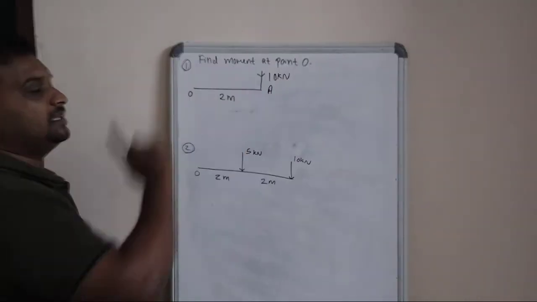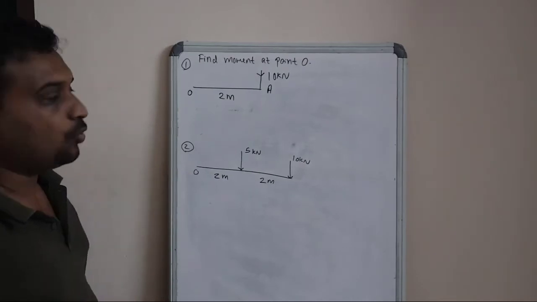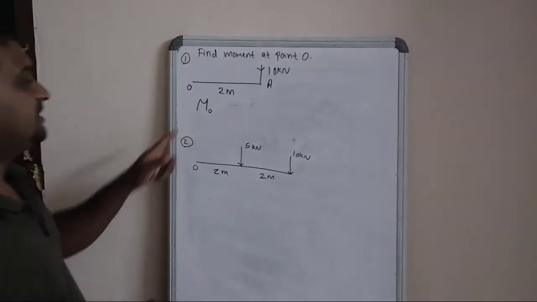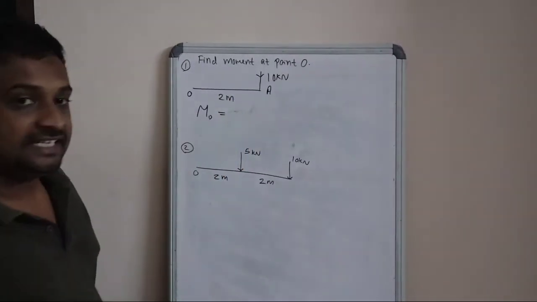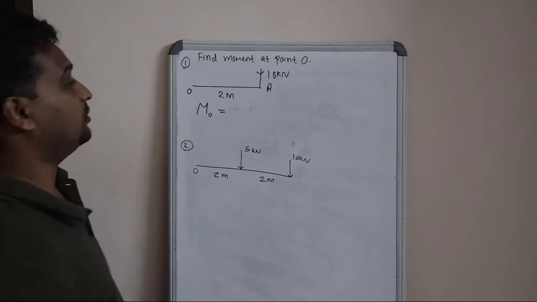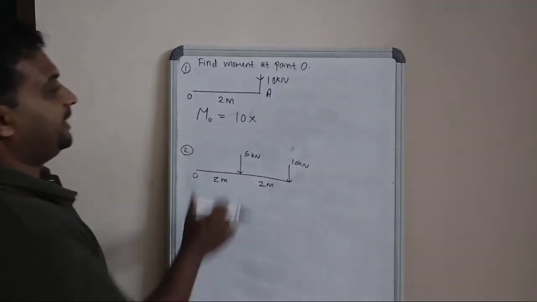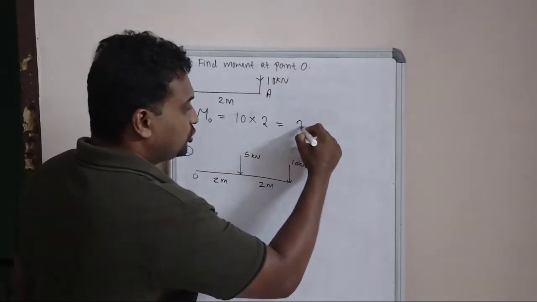One example. Find the moment at point O. You have to find out the moment acting at point O. Here, in the first case, the moment at point O, denoted by MO, is equal to, we know that moment is equal to force into perpendicular distance. What about the force here? 10 into perpendicular distance, say 2 meter, 10 into 2, which is equal to 20.